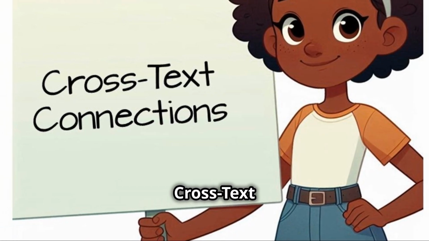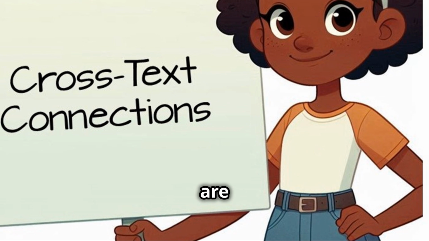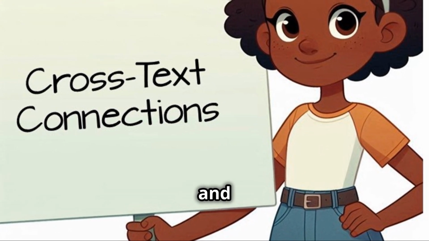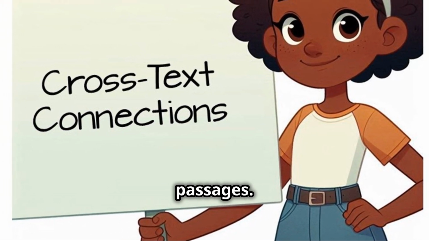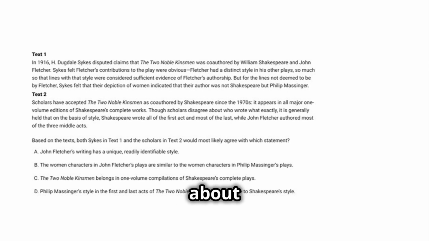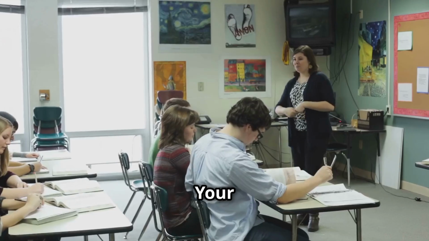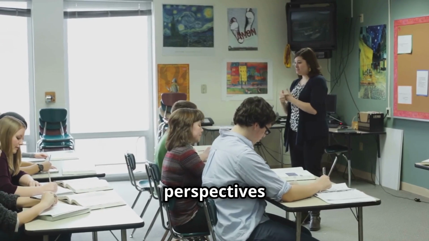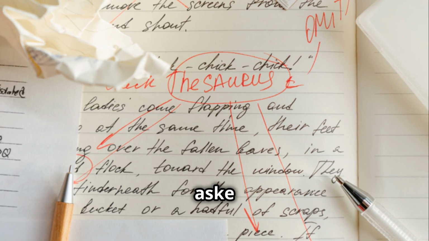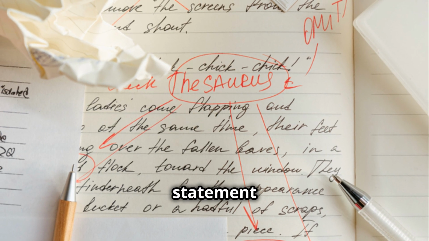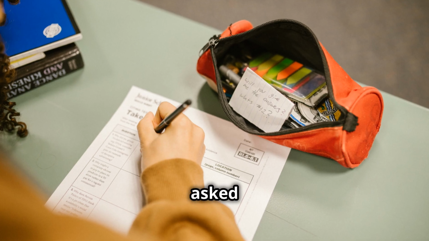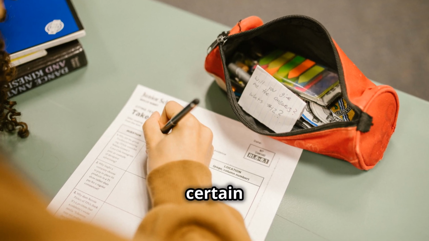Next, we have cross-text connections questions. These are like puzzles that ask you to compare and contrast two different passages. Imagine you're reading two articles about the same historical event, but they have different perspectives. Your job is to figure out how those perspectives differ and why. You might be asked about how one author might respond to the statement of the other. You also might be asked where the two authors might agree on a certain topic.